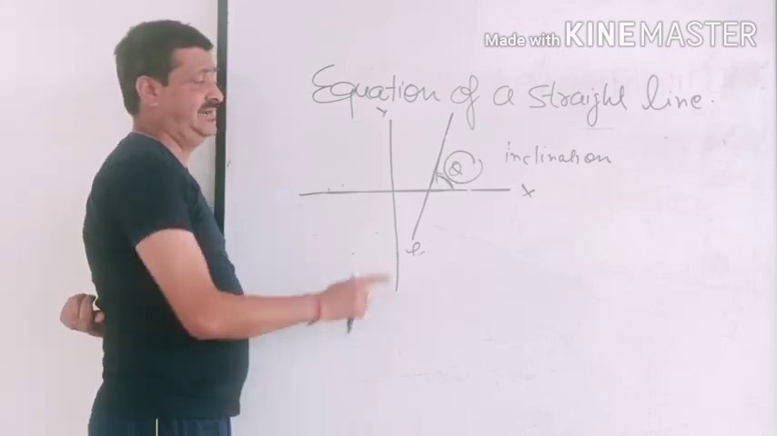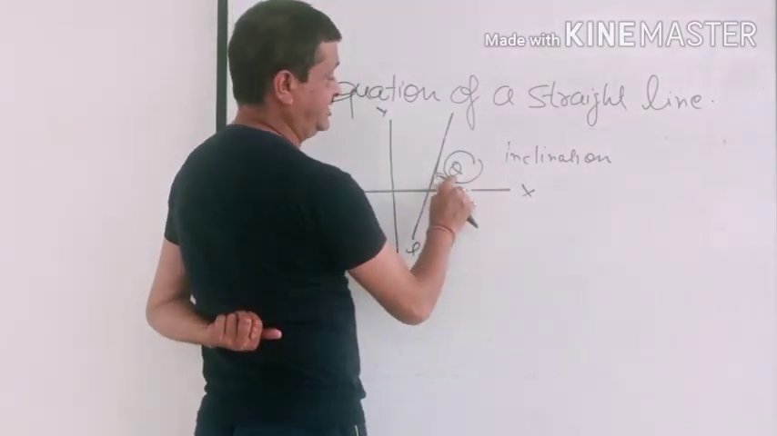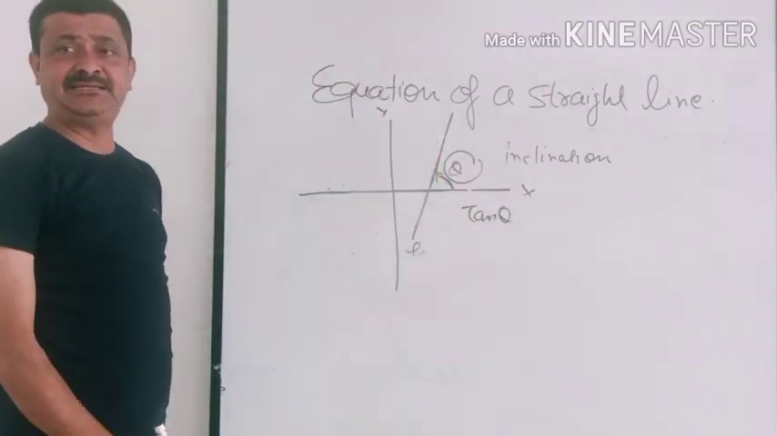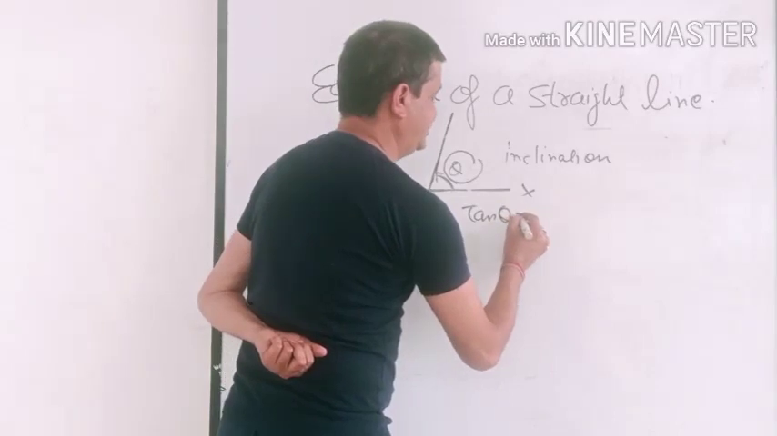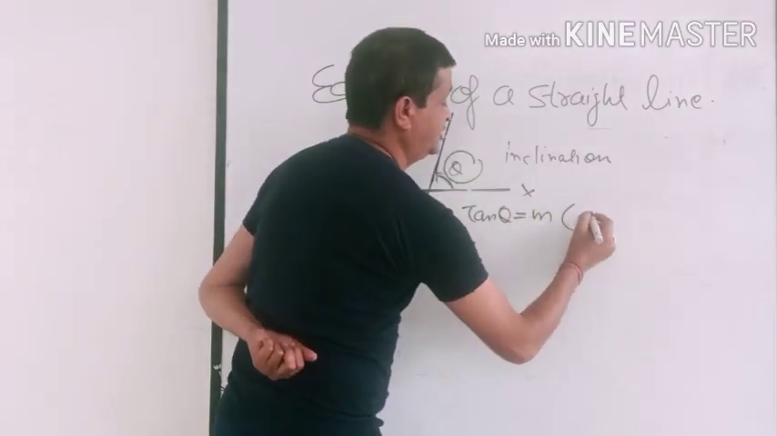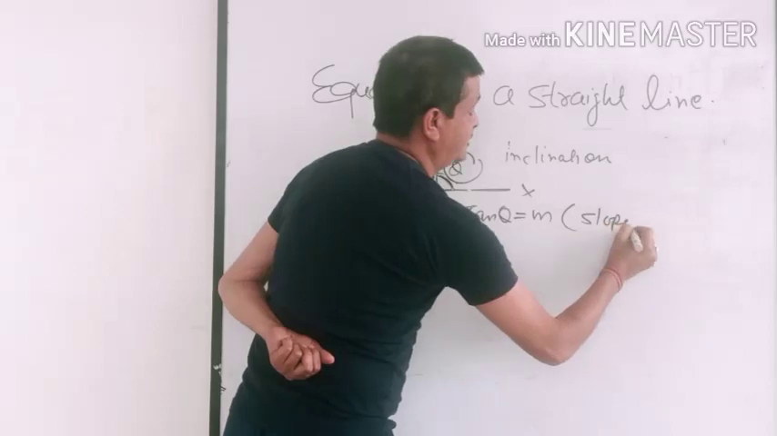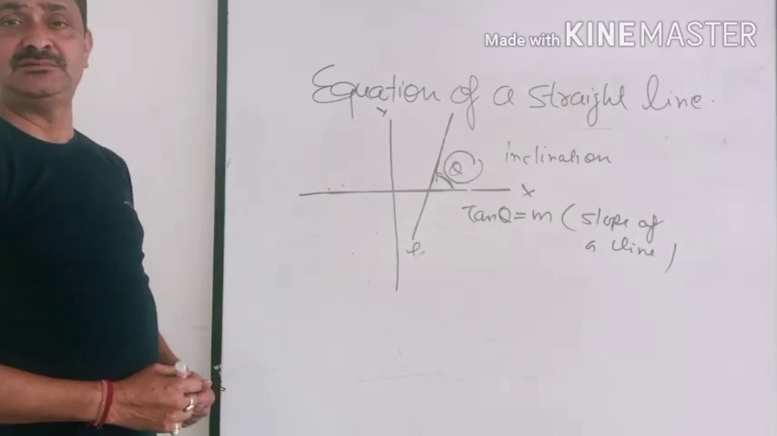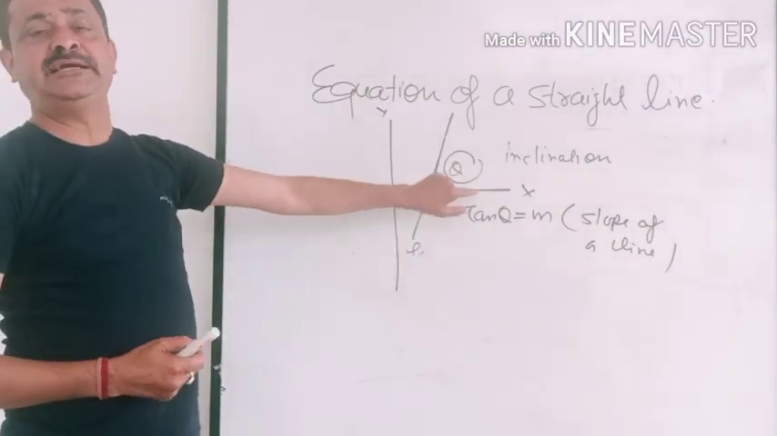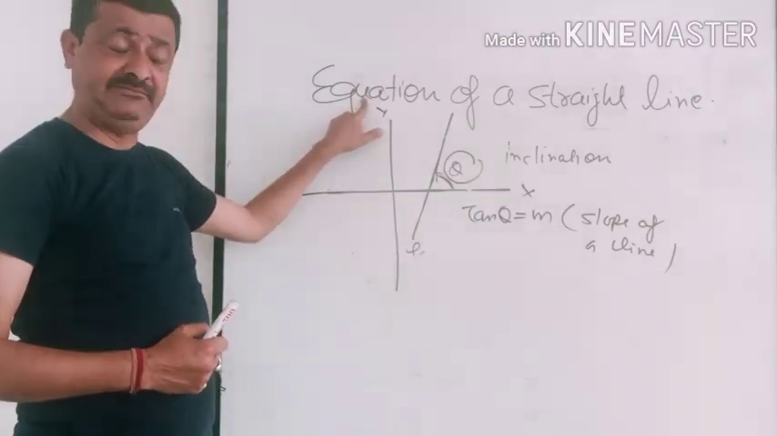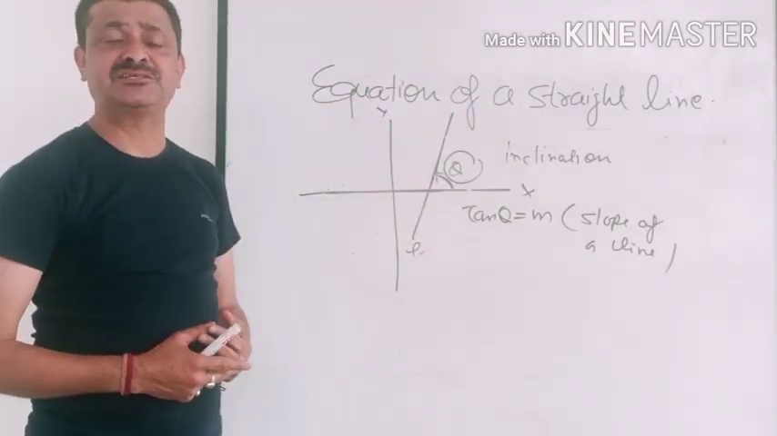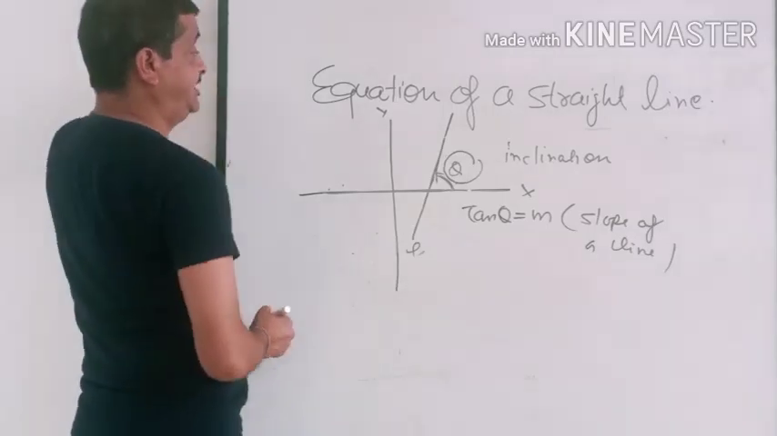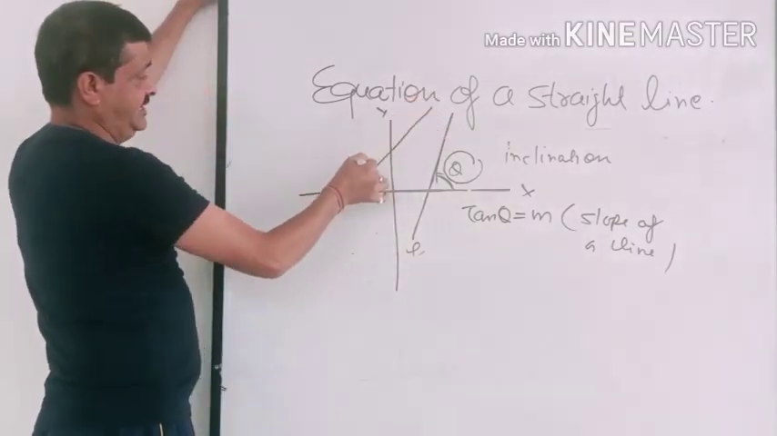Understand? And if I take the tangent of this, tan theta, this tan theta is usually denoted by m and known as slope of a line. So this is the meaning of inclination and slope of a line. It will help you while I explain the equation of a straight line. Clear? Right?